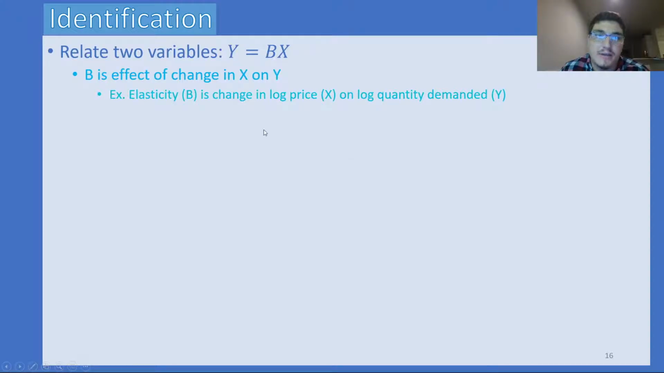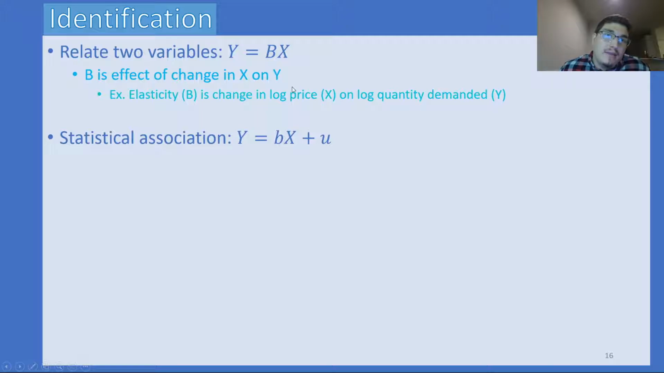You would have already seen this because elasticity is the effect of the change in log price on the log of quantity demanded. So the x acts as the price. I change the price, I'm going to change the quantity demanded. I'm going to change it by elasticity.